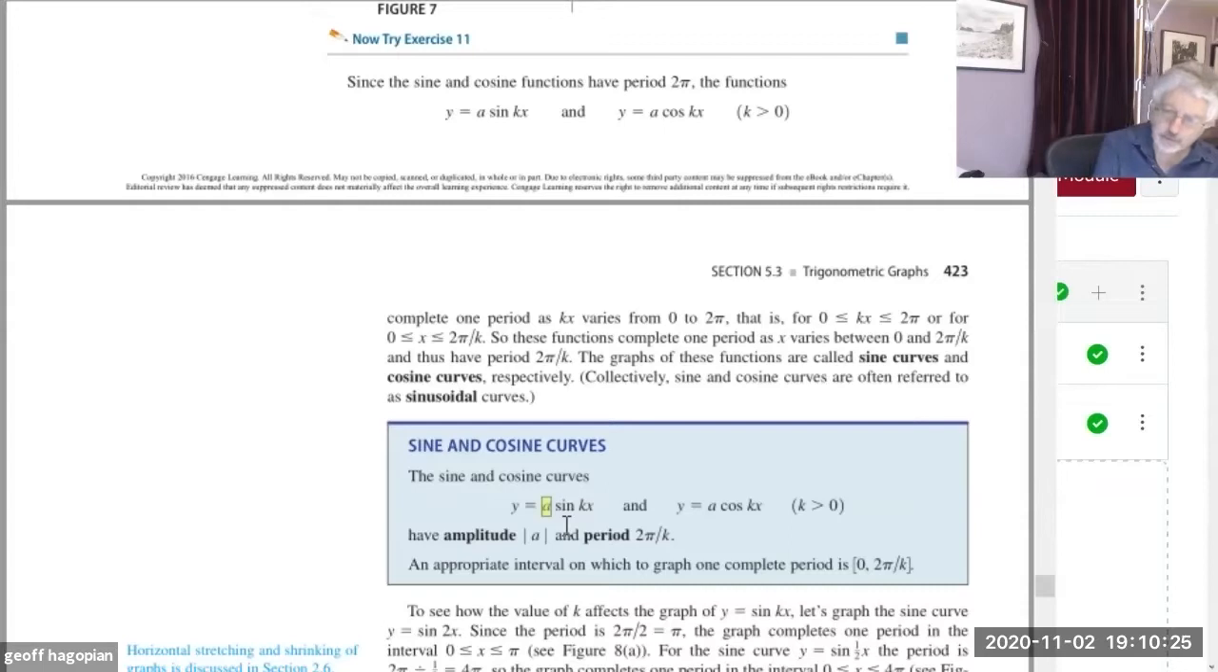And the reason it's called equilibrium, I guess, is because when you're thinking of a spring mass system, you've got something at the end of a spring which is oscillating up and down.